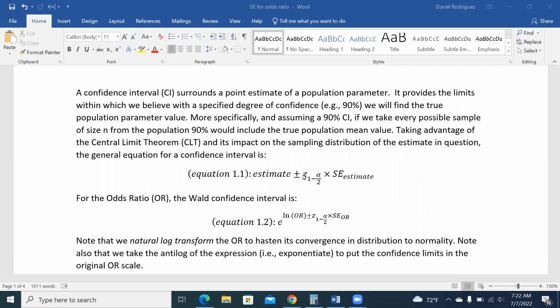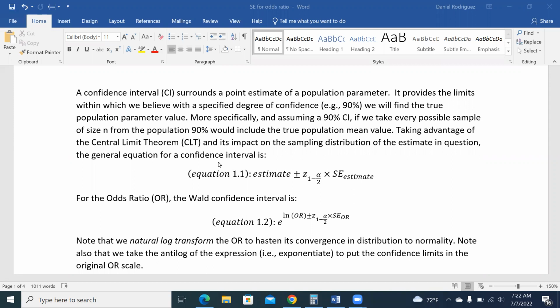The fact that we use z here tells us that this is based on a normally distributed sampling distribution of whatever the parameter estimate is. So we take advantage, of course, of the central limit theorem. The central limit theorem states that we can take some variable that's not normal, and if the sample size is large enough, the distribution will converge to normality. The distribution of the sample, right?